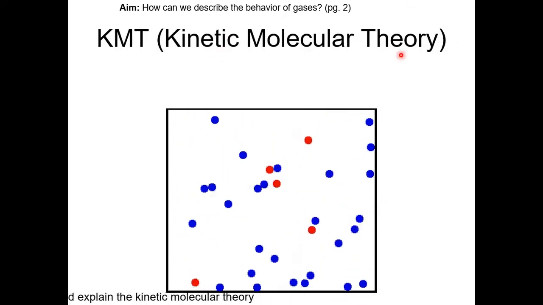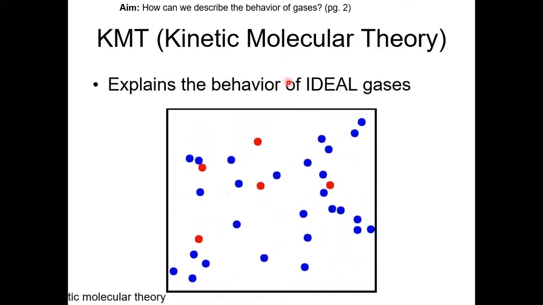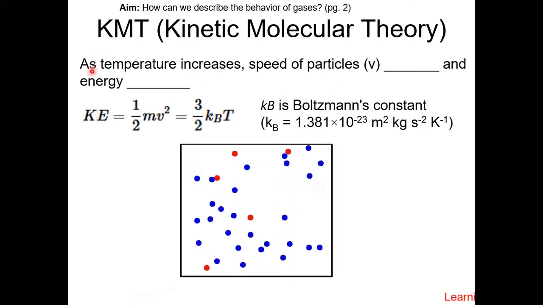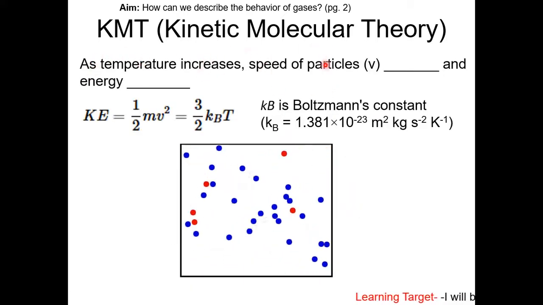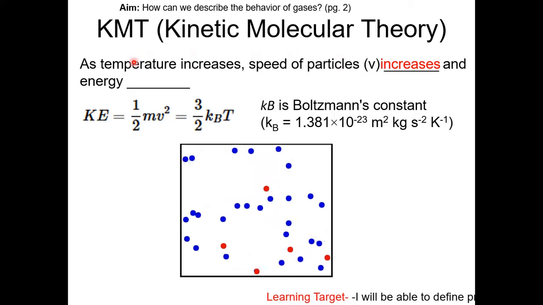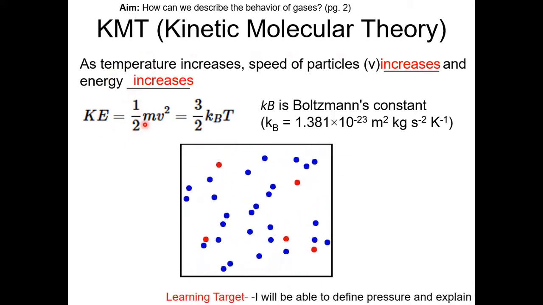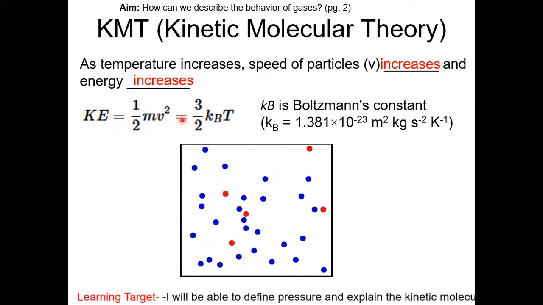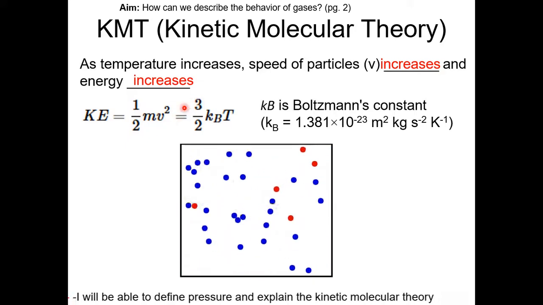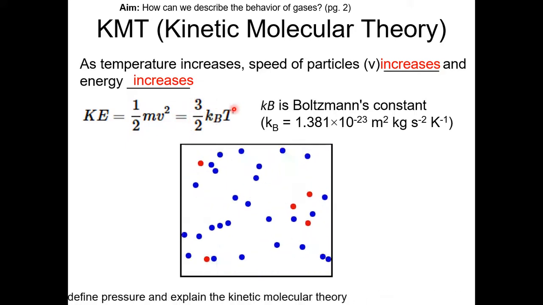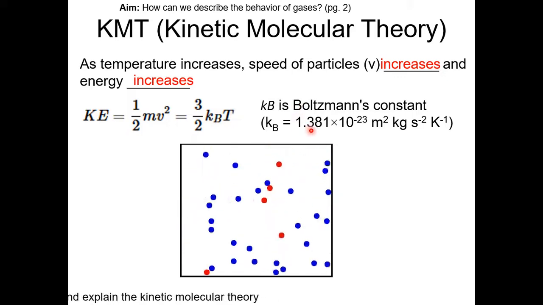The kinetic molecular theory explains the behavior of ideal gas. As the temperature increases, the speed of the particles will also increase, and the energy will increase. Kinetic energy is equal to 1/2 mass times velocity squared, which is also equal to 3/2 Boltzmann constant times temperature. This is the Boltzmann constant.